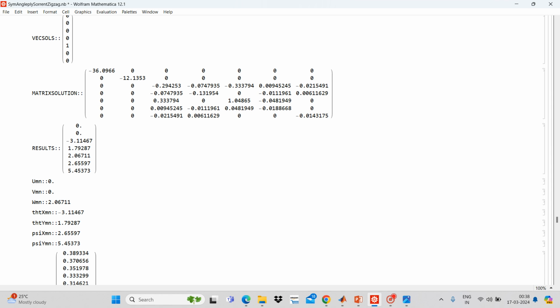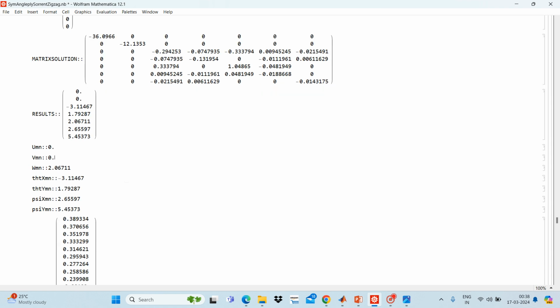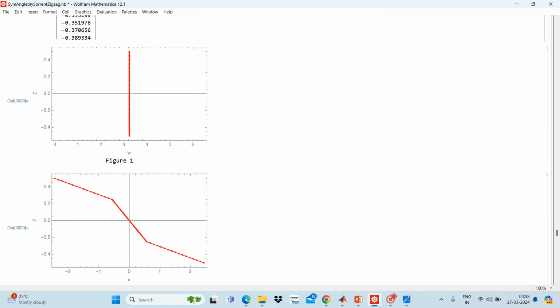Otherwise, for the anti-symmetric case, we have seen that it was non-zero. So whether it's symmetric cross-ply or symmetric angle ply, if the symmetry term is there, we will see that the stretching part would be 0. So UMN, VMN would be 0 always. Okay. Now let's move ahead and we will see the transverse displacement here.